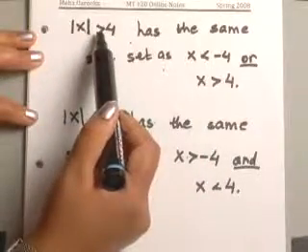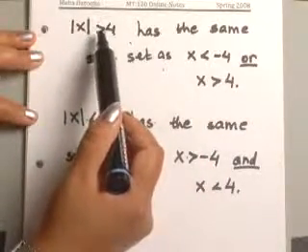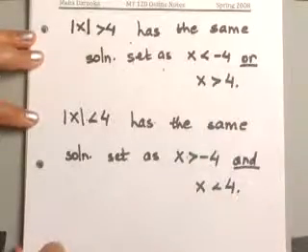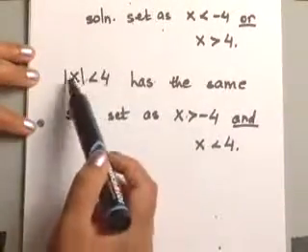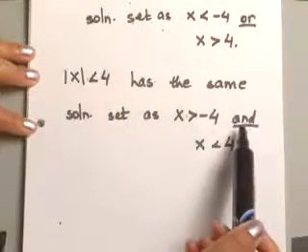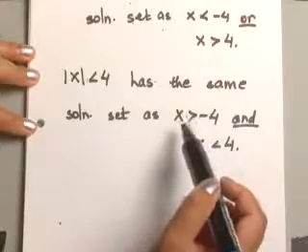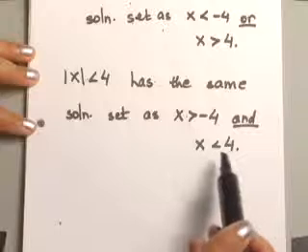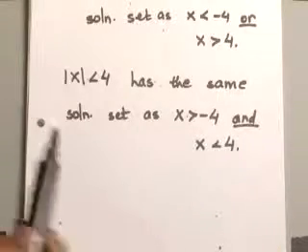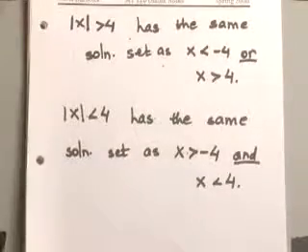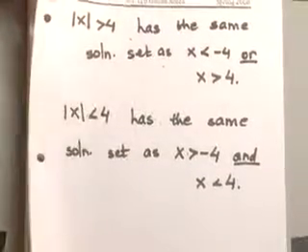Always remember, when you have the greater than inequality symbol, you use the word or to show your solution set. And when you have the absolute value of x less than 4, the less than symbol will associate with the word and, and your solution set will be x is greater than negative 4 and x is less than 4. So keeping these examples in mind, let's go ahead and solve some of these absolute value equations and inequalities.